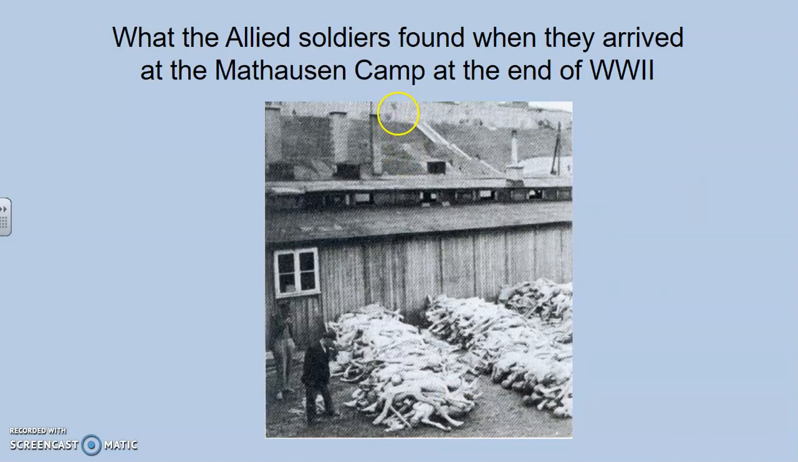Here you see a particularly distressing image of what the Allied soldiers, that is the British and American and Canadian and Australian troops, found at the end of World War II, the Mauthausen camp. Here you have rows of bodies that were left by the Nazis as they fled the camp at the end of the war. And it shows you how dehumanized the prisoners of the camp had become, and the extent to which mass murder had become the function of the Nazi state.